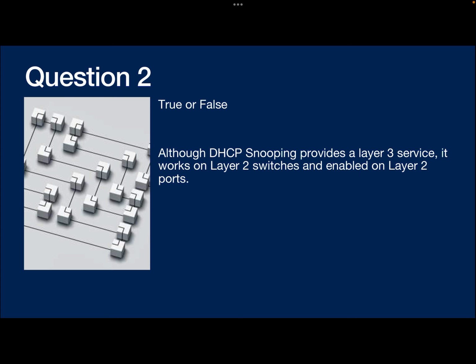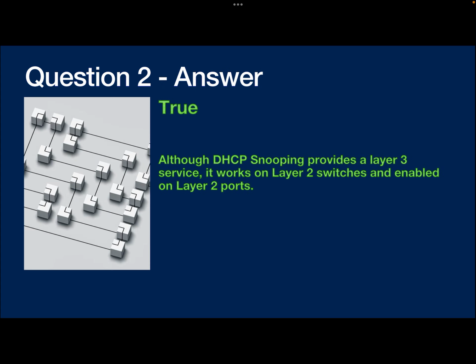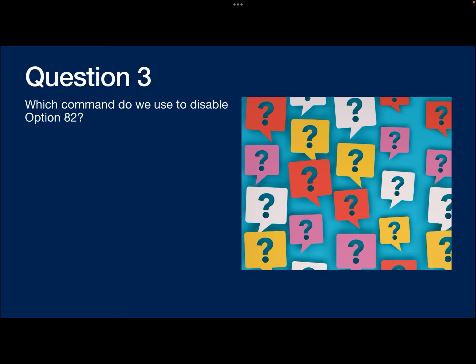Okay, so let's have a look at the answer. The answer is true. Although DHCP snooping provides a layer 3 service, it works on layer 2 switches and is enabled on layer 2 ports. Question number 3. Which command do we use to disable option 82? Again, please pause the video and play when you are ready.